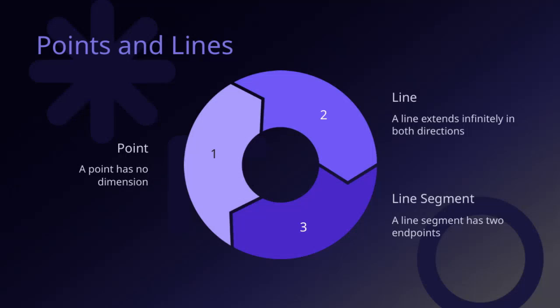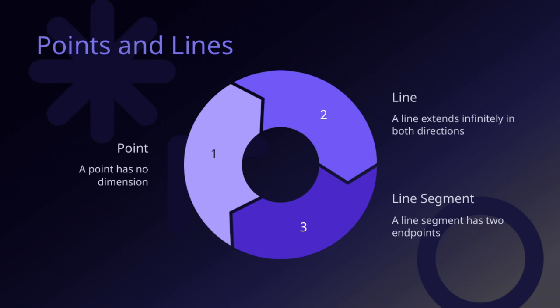Let's start with line segments. A line segment has two endpoints, which means it has a definite start and end point. Think of it like a piece of string with two ends. You can measure its length, but it doesn't go on forever. Now, moving on to lines. A line extends infinitely in both directions. Imagine drawing a straight line that never stops. No matter how far you go in either direction, it continues endlessly.